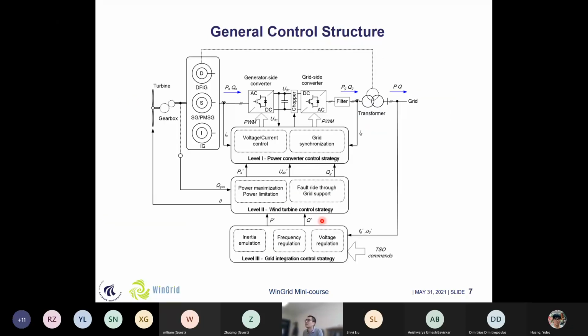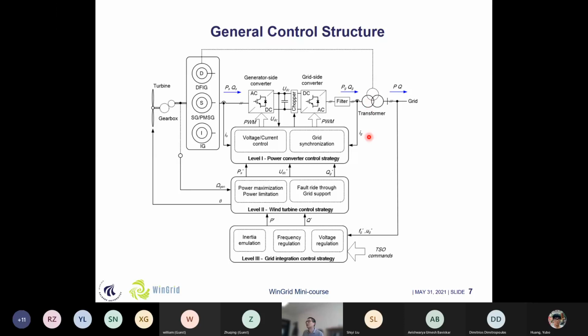If we take a look at the general control structure of the modern wind turbine system, as we mentioned before, different manufacturers may have different preferences for the generator type. For example, you can have a DFIG induction generator, a permanent magnet synchronous generator, or a normal induction generator. But regardless of the topology of these generators, we all have back-to-back power converters before we connect to the power grid.